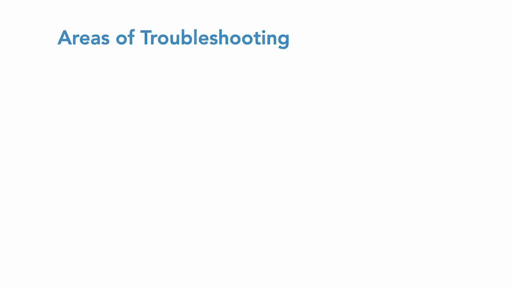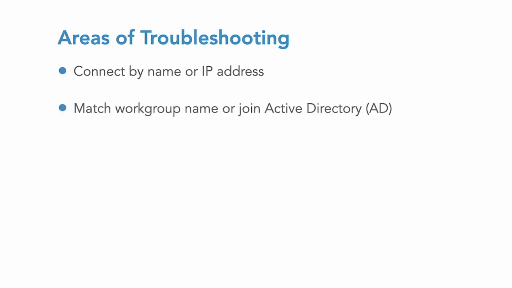There are some troubleshooting techniques for connecting to a Windows file share from a Macintosh. If connecting by name is a problem, you can try the IP address. You can match the workgroup name or join Active Directory. In the Macintosh settings, that's where you can set up the workgroup name. So you want to make sure it matches the workgroup name of the server you're connecting to if it's not a member of Active Directory.